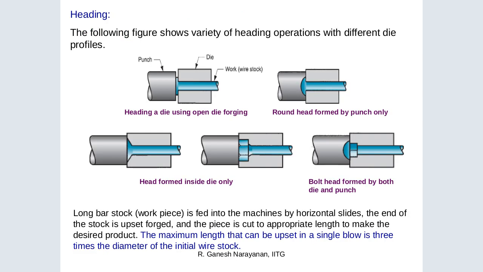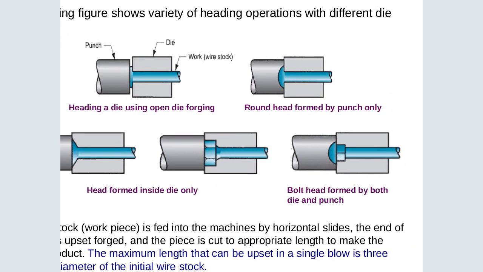The heading. Now these are the heading operations. The following figures show a variety of heading operations with different die profiles. You can see this one, and you can see another one there. You normally see these things that we normally use, the screws and everything. These are the ways that they are formed. We have head formed inside the die only, and then we have the bolt head formed by the die punch.